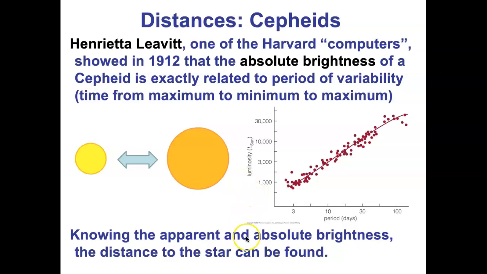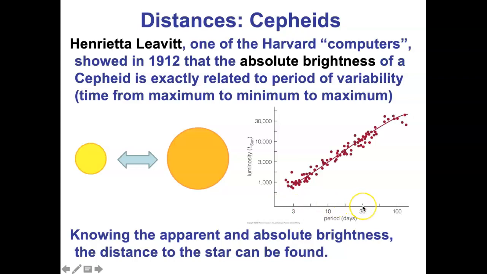So what if I discover a brand new Cepheid? How far away is it? I don't know. I just discovered it. It's this faint Cepheid, and I see it pulsating, and you say, well, how much time does it take for that star to pulsate once?